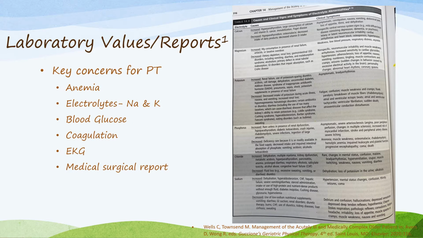With the acute care patient, we're definitely looking at laboratory values and reports, including key concerns are electrolytes, anemia, blood glucose, coagulation, EKGs, any surgical reports. The chapter had numerous charts concerning all of these different values. I specifically like the one on the different electrolytes, showing what we are noting with increase and decrease. So I added it to the slide.